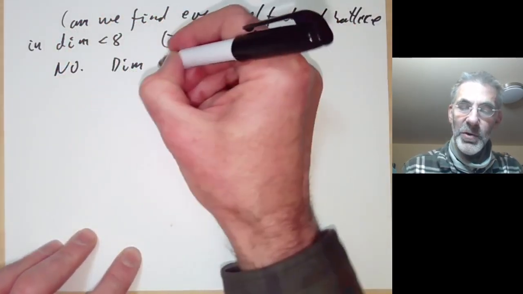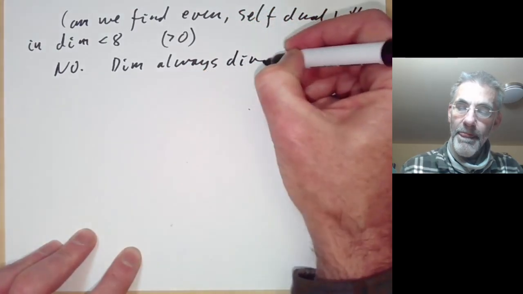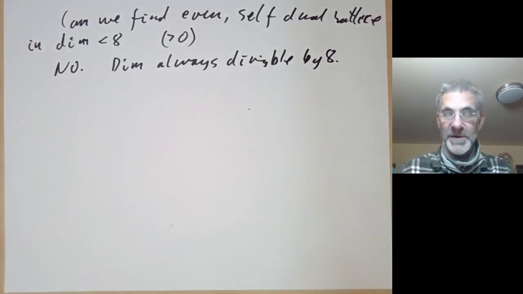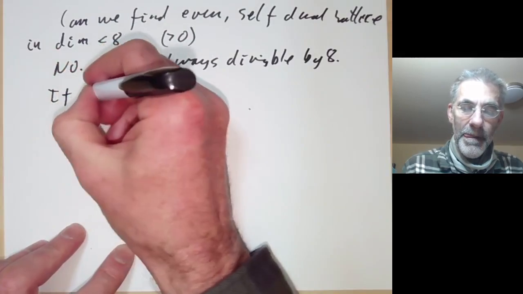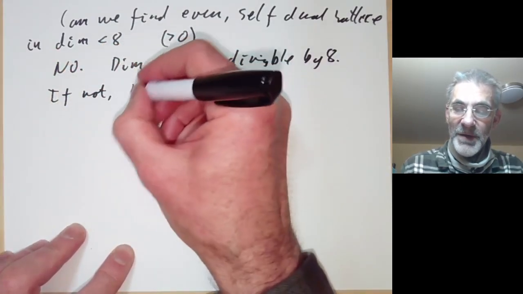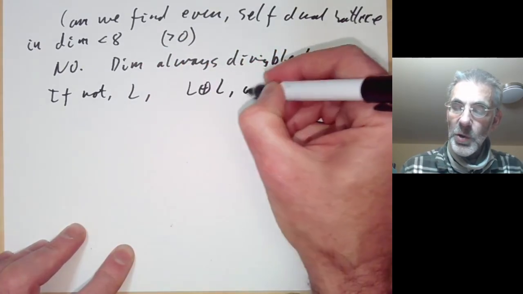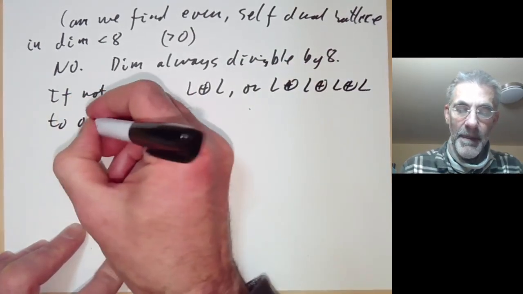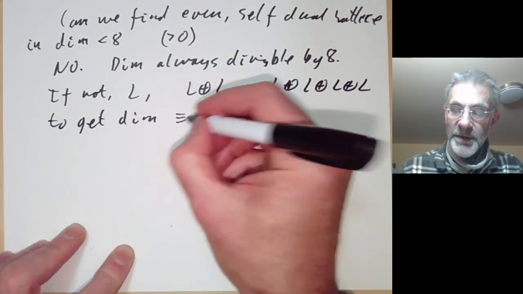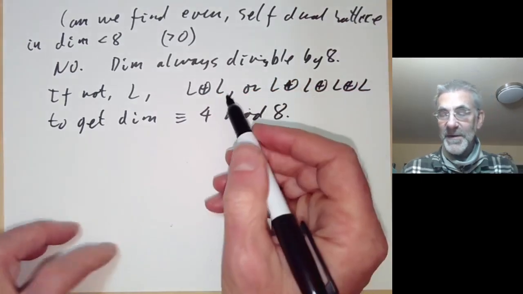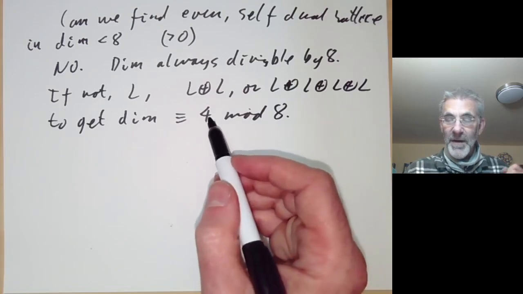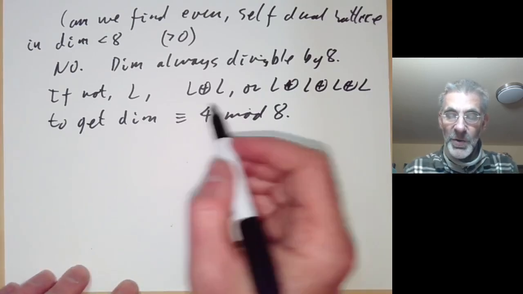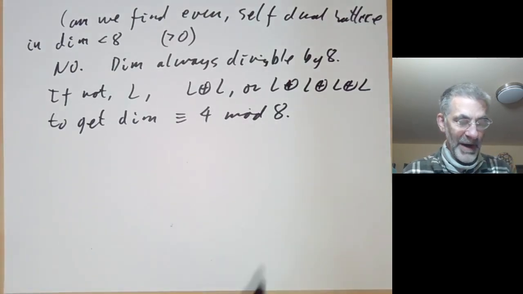And the answer is you can't. The dimension is always divisible by 8. And we can prove this using modular forms as follows. If not, and we've got a lattice L, then we can take L plus L, or L plus L plus L plus L, to get the dimension congruent to 4 modulo 8. So if it is dimension 3, for example, we take a sum of 4 copies of it and we would get a lattice that is dimension 12, which is 4 mod 8. So we just need to prove you can't have the dimension congruent to 4 modulo 8.